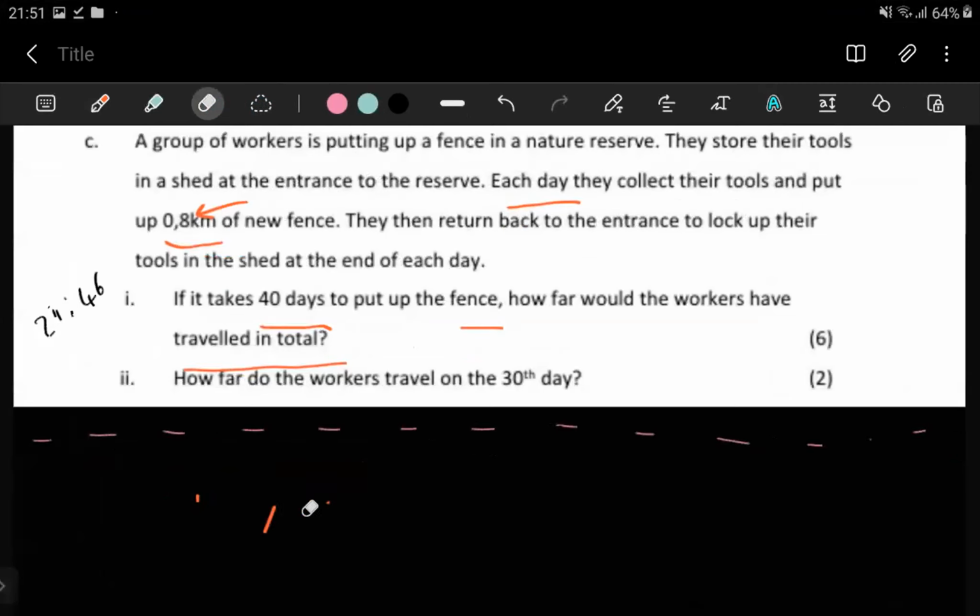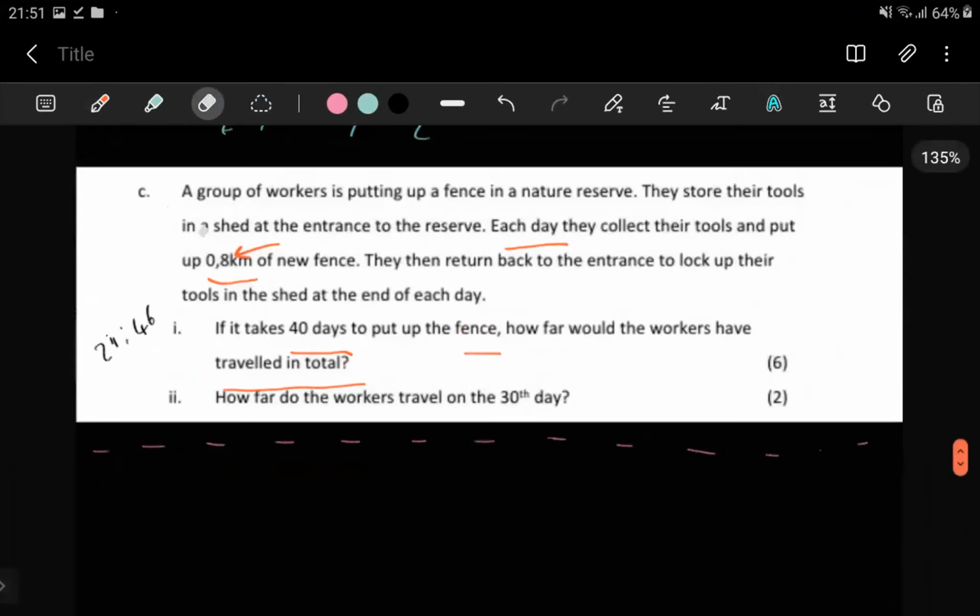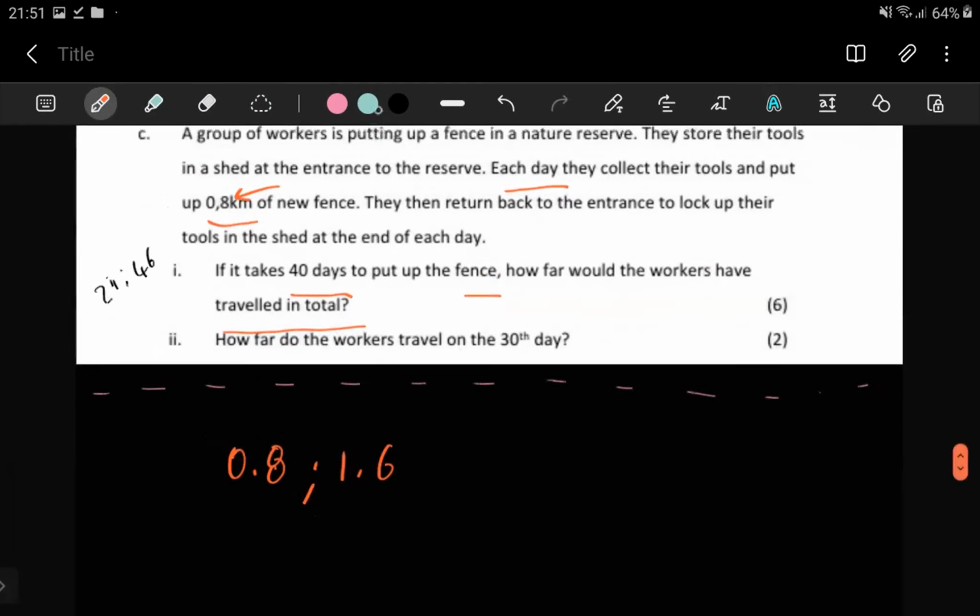So we said here for our sequence, whatever we read here, right? Our sequence is obviously going to have to start with 0.8 because the first day they're going to travel 0.8 kilometers. The next day, because they are going to add another 0.8, it means that they will travel 1.6, you see? Because it's almost like if you have a fence that goes this far, right?